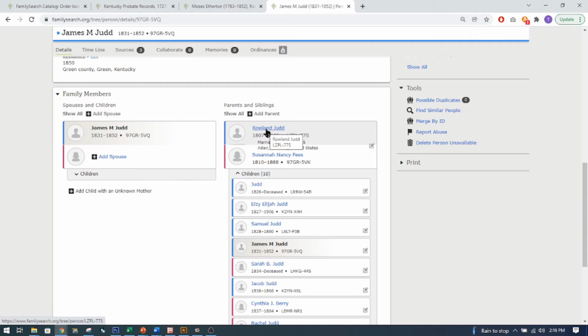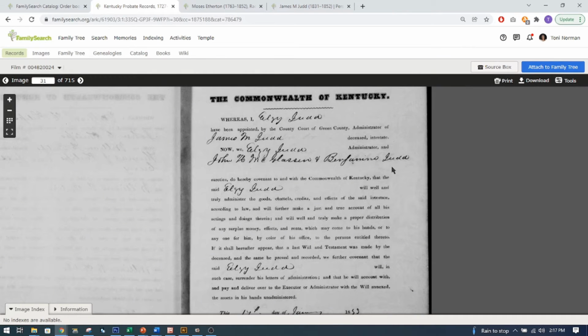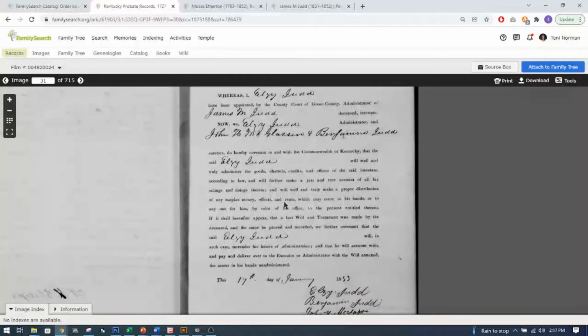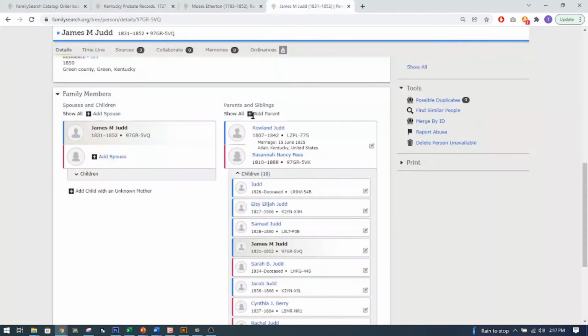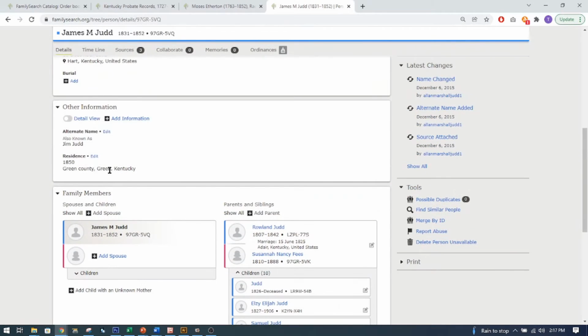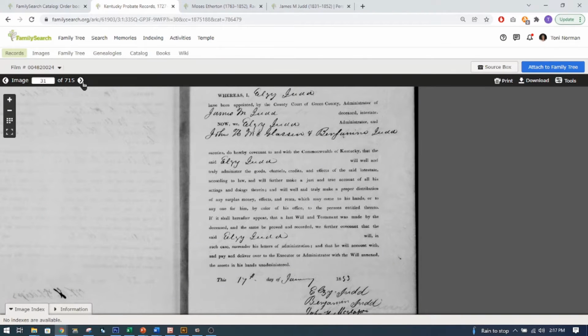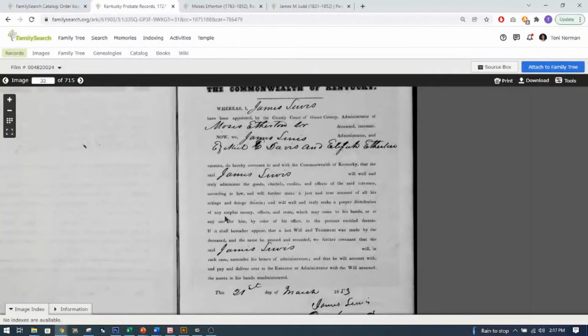I looked at his uncles, and I didn't see a Benjamin. So for somebody related to this family, most likely Benjamin Judd is related, and living there in Greene County. Now let me see, did he die? Yep, Greene County. Okay. Now let's go back here, and the next page.